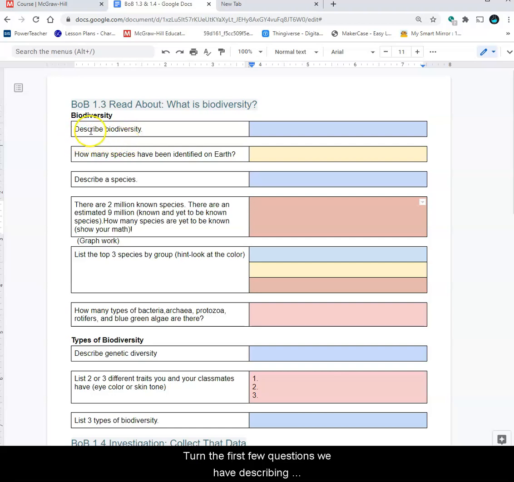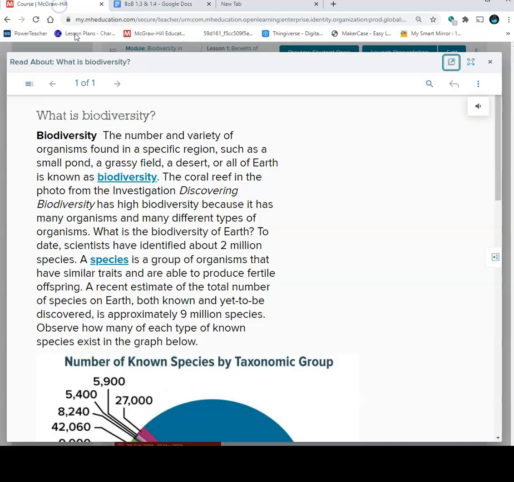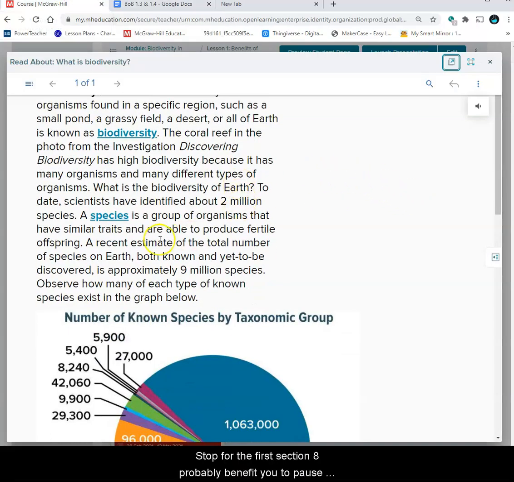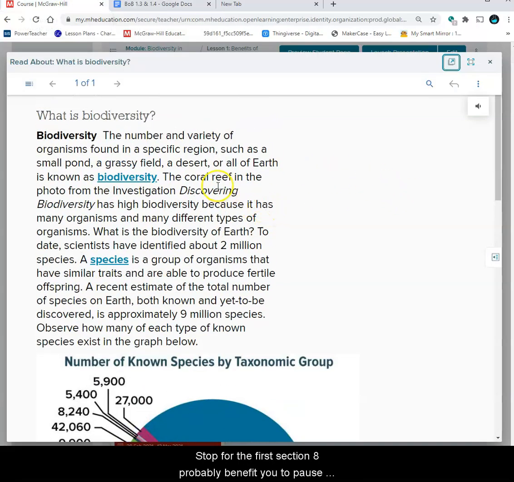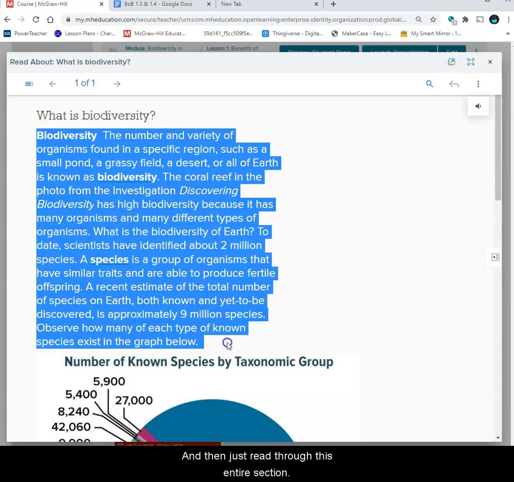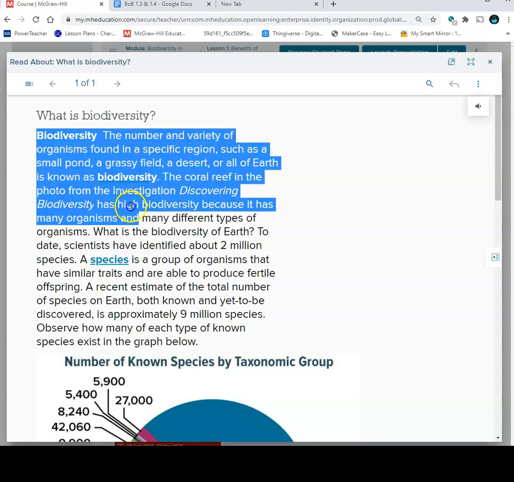So in the first few questions, we have describing biodiversity, the number of species. Describing a species, again, those are just two definition questions. A little bit of math here, and then a little bit of graph work. So let's get into it. For the first section, it would probably benefit you to pause the video right now and then just read through this entire section right here.